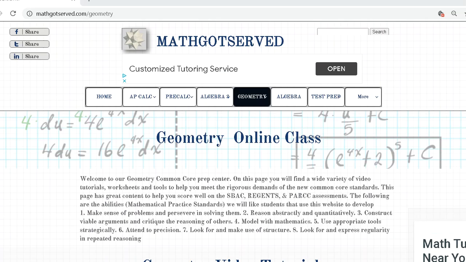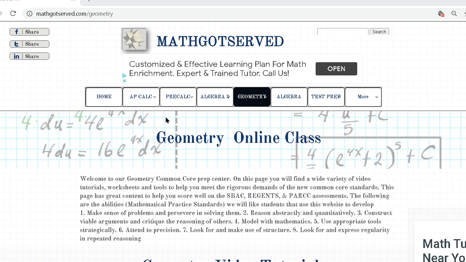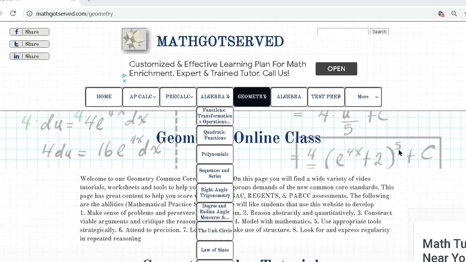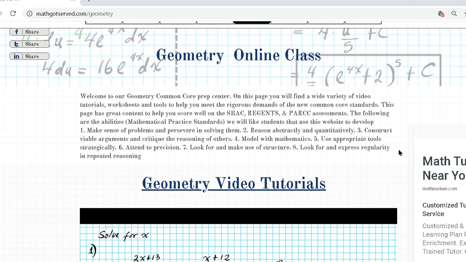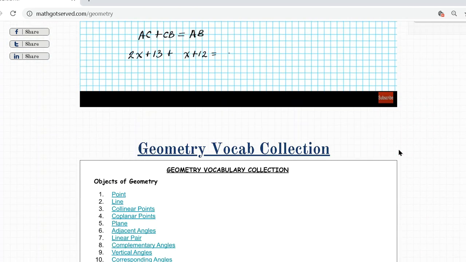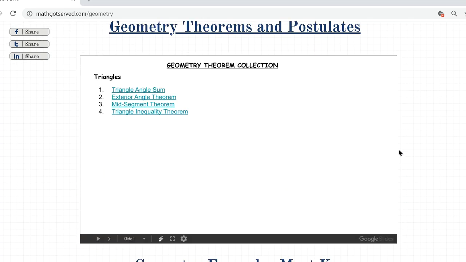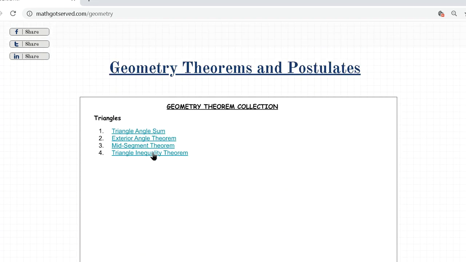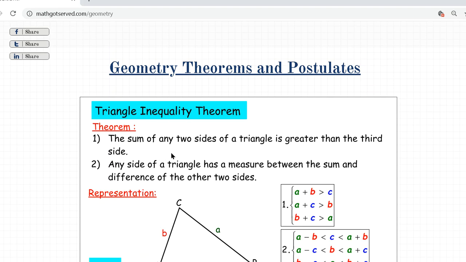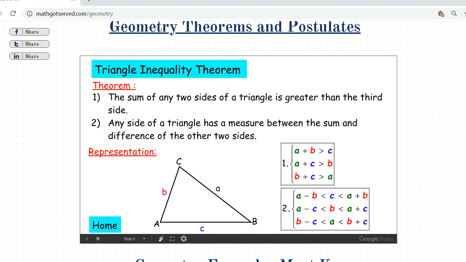To get us started, let's take a look at the theorem that will be guiding our problem solving process. So this is our website, mathgotserved.com/geometry. We're going to scroll down to our theorems and postulates collection. So here we have geometry theorems and postulates. Number 4 under triangles is what we're going to be looking at, okay?